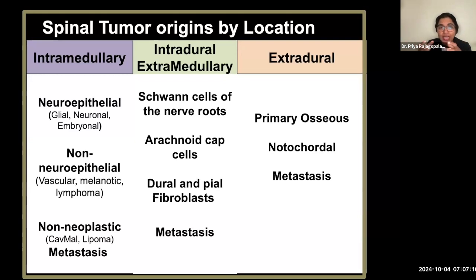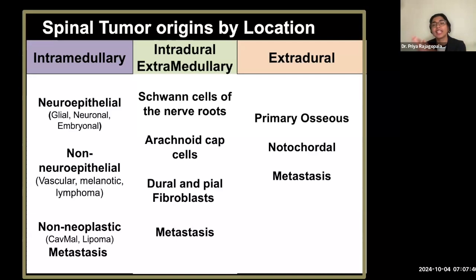Then coming to the intradural extramedullary categories, you've got the Schwann cell origin of the nerve roots, right? Then you get arachnoid cap cells within the dura, which can give rise to meningiomas. You've got dural and pial fibroblasts themselves. They can also give rise to tumors like meningiomas. These all fall into that central category of intradural extramedullary lesions.